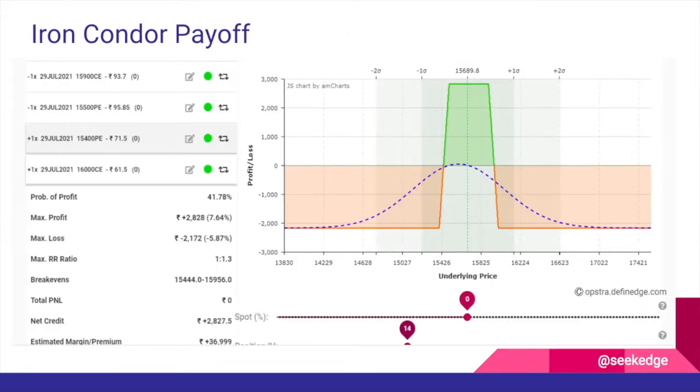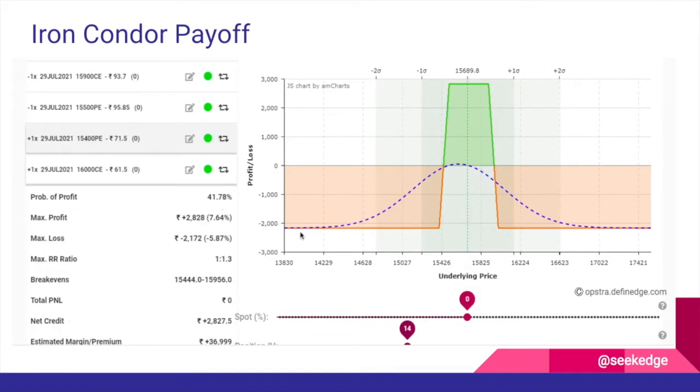So the payoff charts will be looking something like this, right? We will be shorting a put and a call, and then we'll be taking hedge positions on both the call side and the put side also, right? So the risk defined parameters are all defined here.